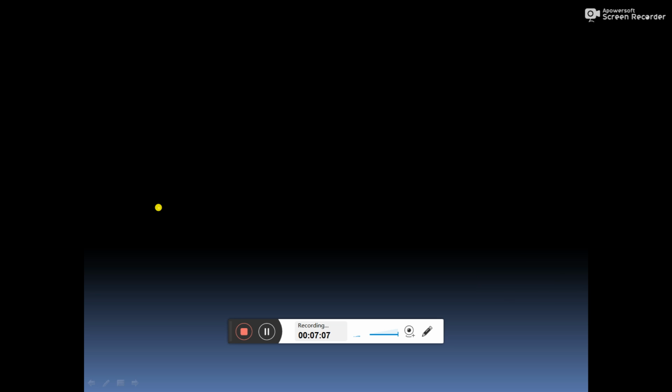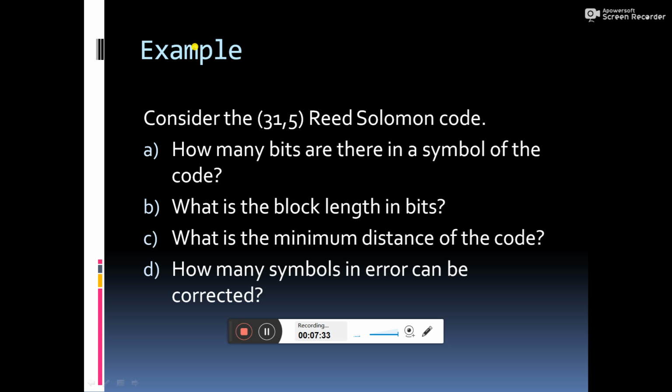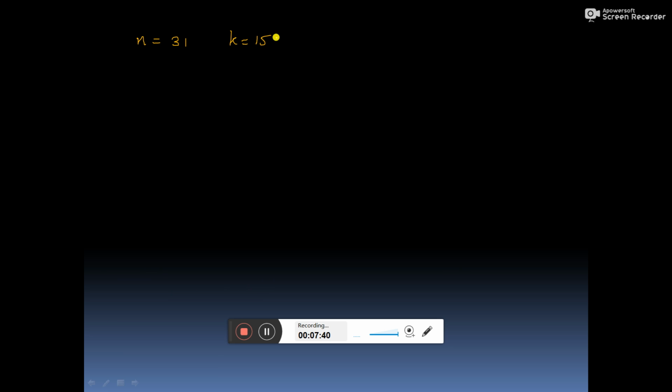Okay, so first, we are given a (31, 15) Reed-Solomon code. That means you have n is equal to 31 and k is equal to 15. That is, there will be 15 symbols and the block length is 31. Our first question was, how many bits are there in a symbol of the code? There are k symbols and the block length is 31. Then we have to find the number of bits in each symbol.